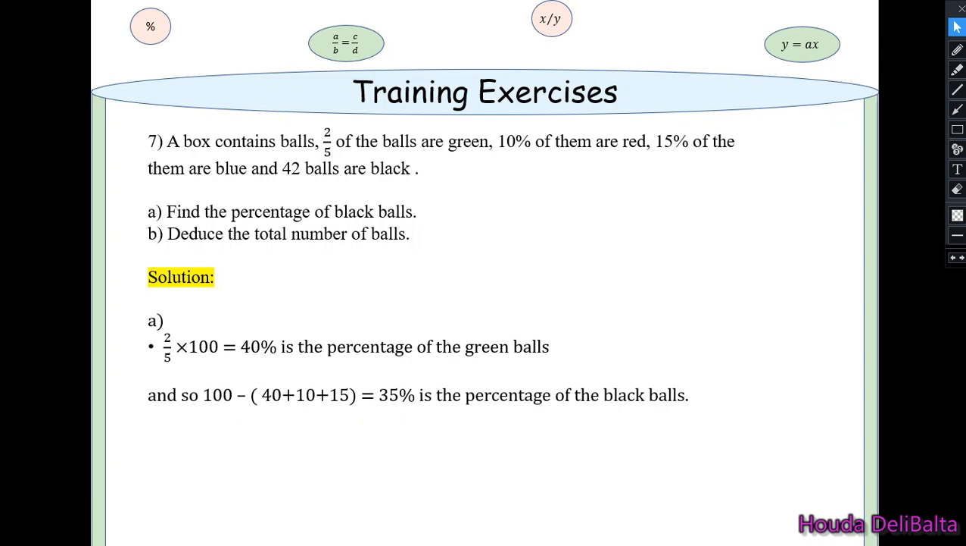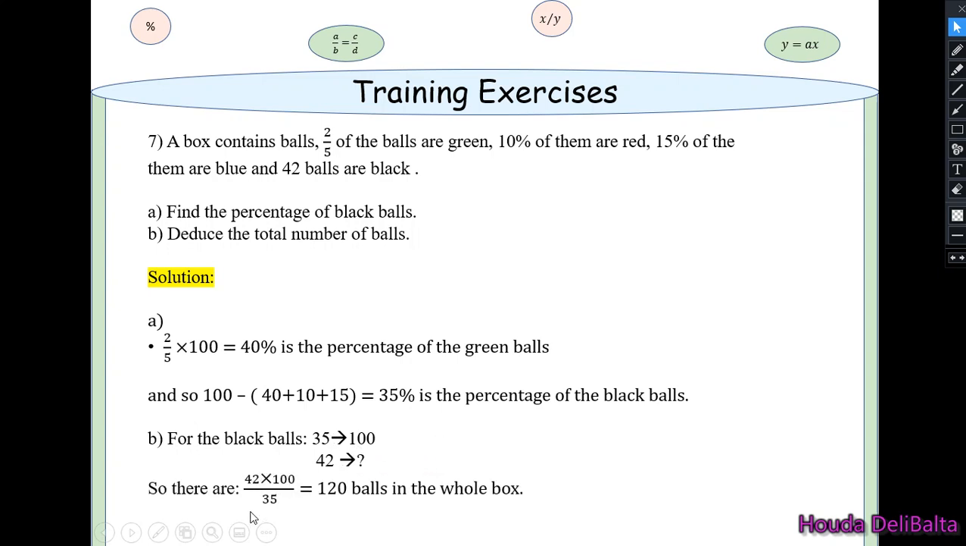Now here I'm going to find the total number of the balls. So what should I do? It's very easy. I use the black balls. There are 35 in 100, so 42 are in how many total balls? All we do is cross multiply the numbers: 100 times 42 divided by 35, and we get 120 balls in the whole box. So this is the total number of balls.